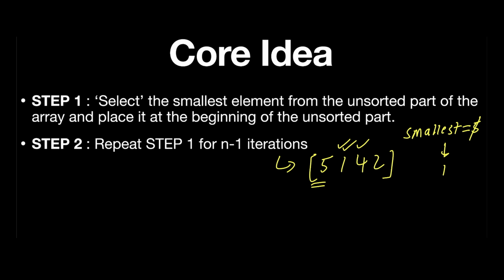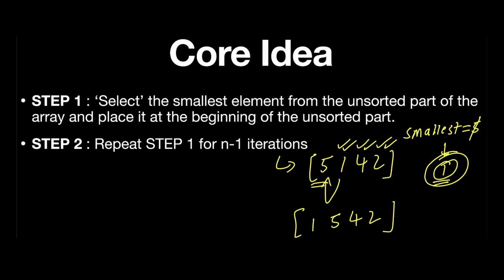We then say, is 4 smaller than my smallest? No, that is not. So the smallest still remains 1. We now ask if 2 is smaller than 1. No, it isn't. So we found out that 1 is the smallest element and we will now swap it with the element at the beginning of the unsorted part. So this array now becomes 1, 5, 4 and 2. So 1 is now a part of the sorted array and the remaining 3 elements are unsorted.